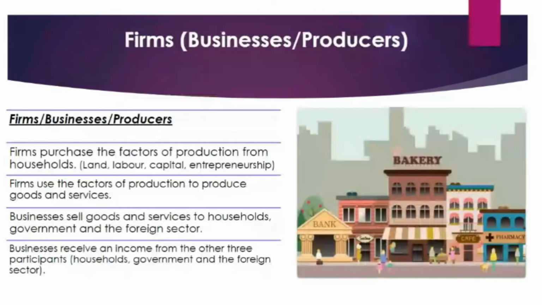All right. So the firms are also called businesses, or they are also called producers. They purchase factors of production from households. And as I mentioned earlier, these factors of production are land, labor, capital, and entrepreneurship. Firms use the factors of production to produce goods and services.